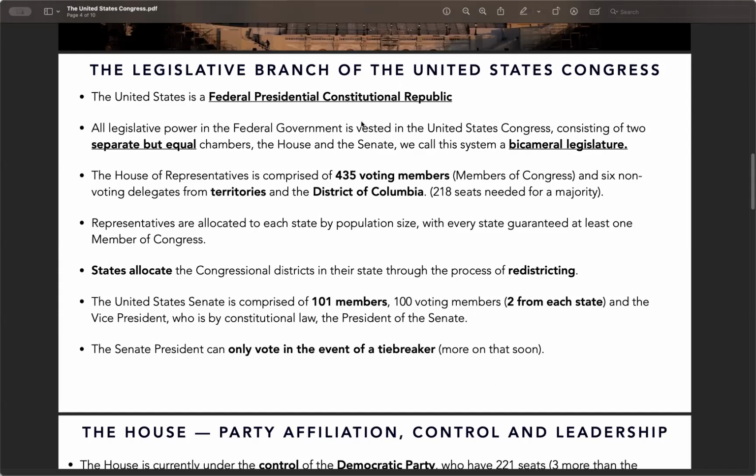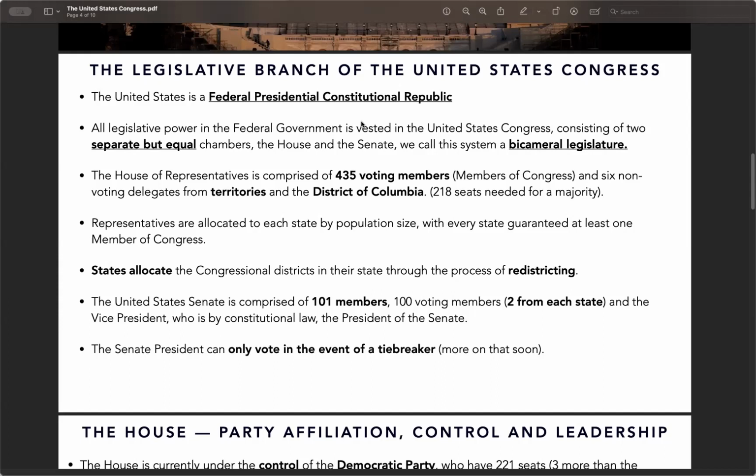Note that states allocate the congressional districts in their state. So while each state has a set number of congresspeople, they draw the maps as to what each district looks like. This sounds not very important now, but it will become very important later.